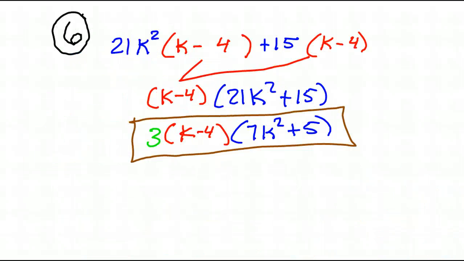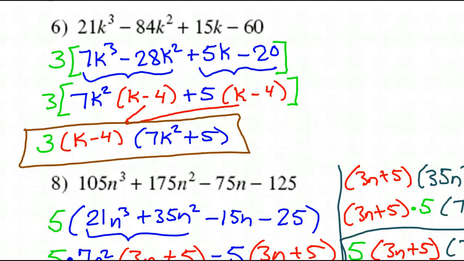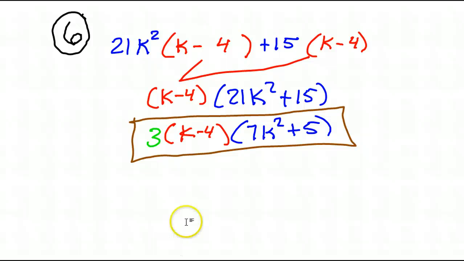So the moral of the story is, if you don't notice, I mean, think about it. I guarantee like 10 of you would not have noticed that 3 divided into everything. And if I look at all your homework, I'm betting that there'll be 10 of you that did the same thing I did, and you got this right here, the k minus 4, 21k squared plus 15, and you thought that was your answer. But if you notice, even at the end, that there's a common factor in the parentheses, you can still pull it out and then write your answer.